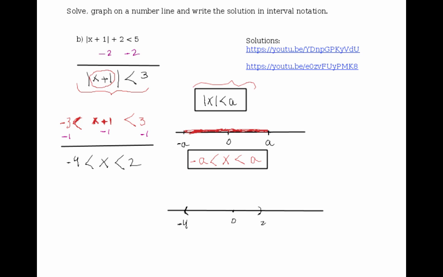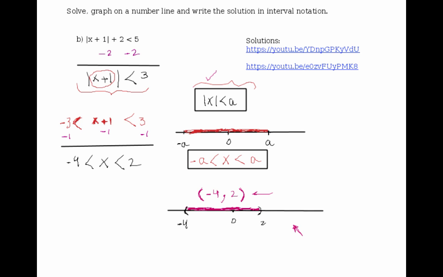How do you write this in interval notation? Parentheses, negative 4, comma, 2, parentheses. We're using parentheses because the endpoints are not included. If it says equal to, then we would use brackets. So this would be my interval notation, and this would be my graph.